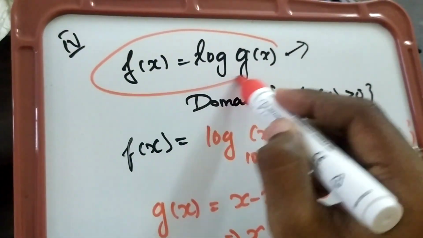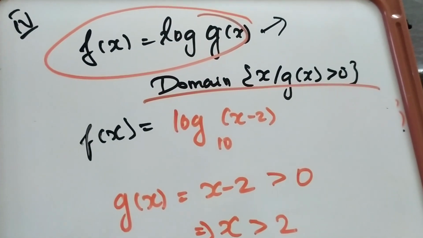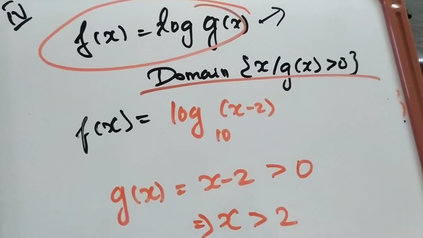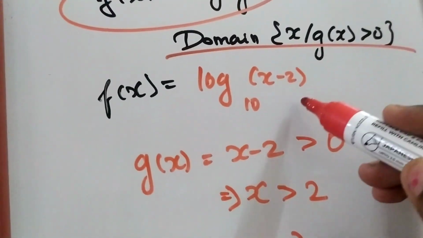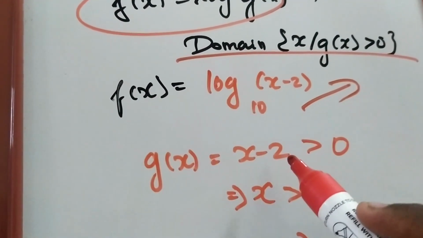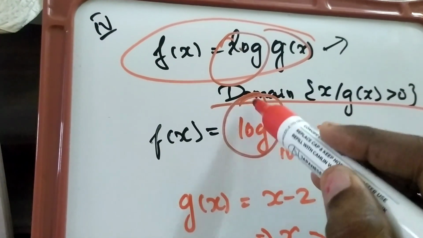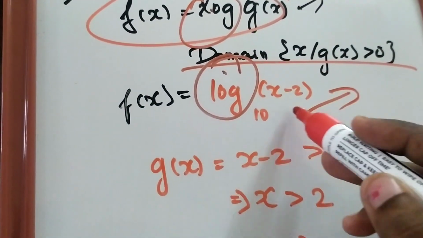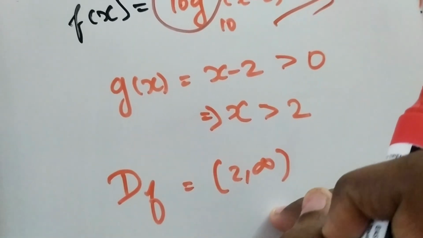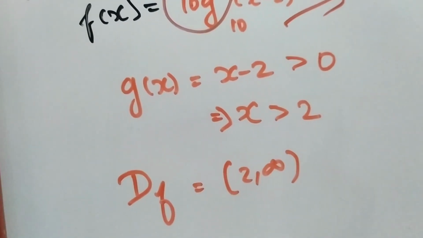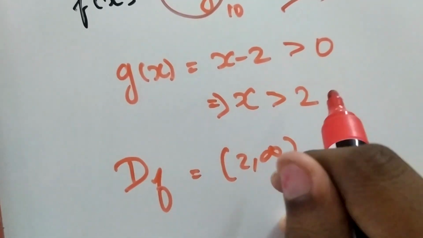See, f of x is log of g of x. To find the domain, g of x should be greater than 0. f of x is equal to log of x minus 2 base 10. Here g of x will be x minus 2. When the function is in log, we have to take this term greater than 0. So x is greater than 2, obviously the domain should be 2 comma infinity. Okay, here we do not have equal, no, so you have to use the open bracket only, not the closed bracket.